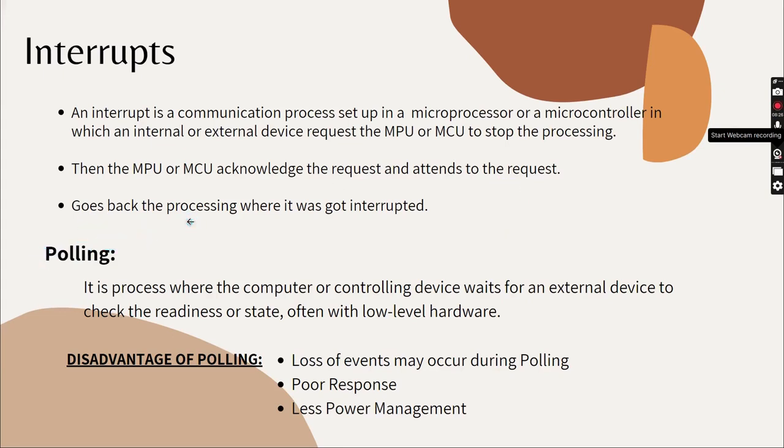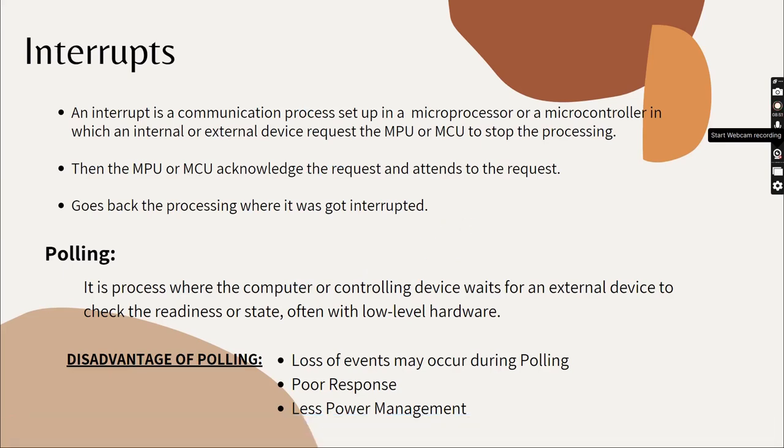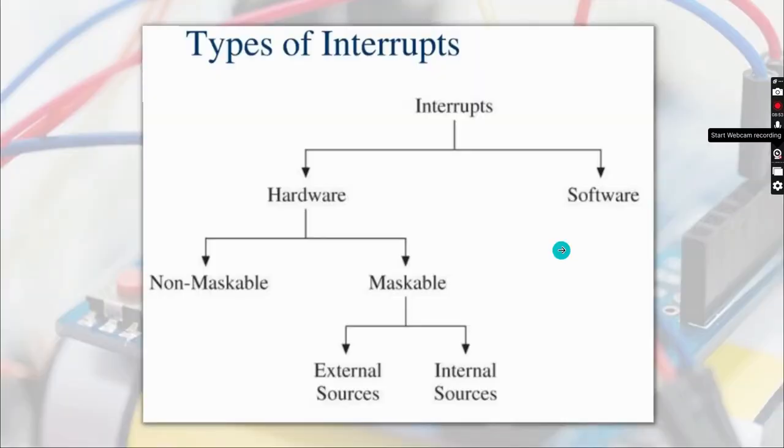Polling is a process where the computer controlling device waits for an external device to check its readiness or state, often with low level hardware. In polling, the external device waits until the process is done or not. The disadvantages of polling are loss of events may occur during polling, poor response, and less power management.